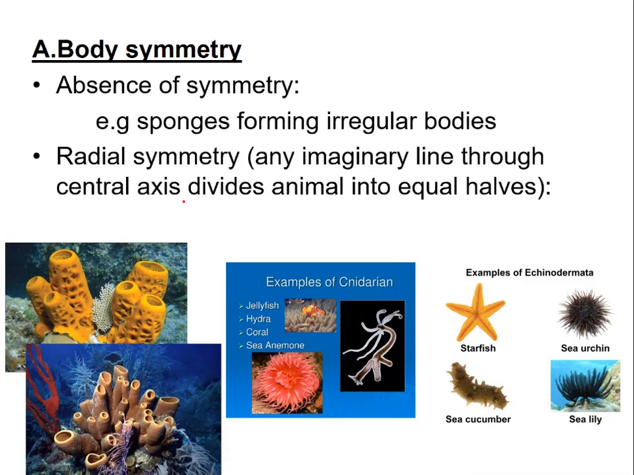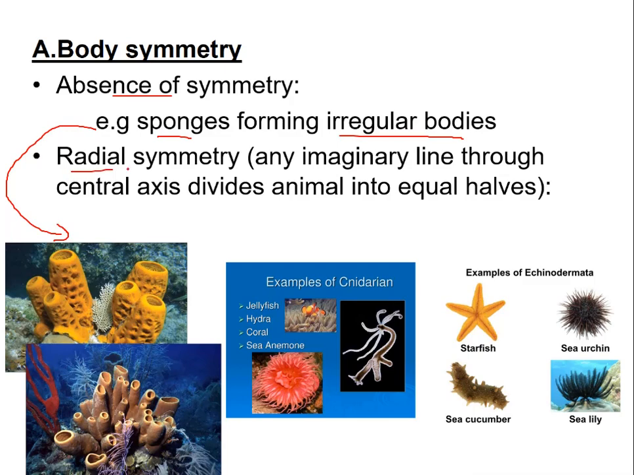Okay, some animals have an absence of symmetry. Maksudnya, they have no definite shape. For example, sponges. Sponges have irregular bodies. Example that you can see down here. These are examples of sponges. SpongeBob SquarePants, tu kan, but it does not have a square shape like the SpongeBob cartoon. This is the real shape of sponges. So sponges have irregular bodies. Sometimes it is quite difficult to ascertain the shape.